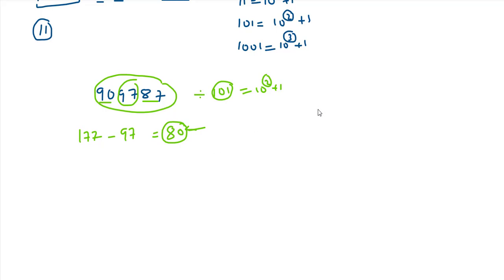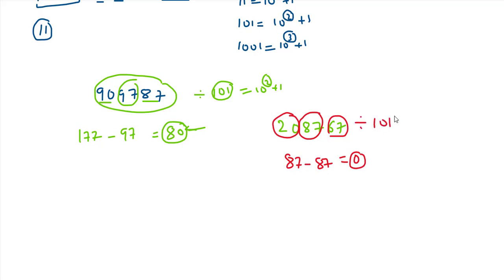Let us take one more example. 208767. We'll find the sum of all odd place digits and even place digits. So it will be 67 plus 20, which will give us 87. From this we'll subtract the sum of all even place digits, which is 87. So 87 minus 87 comes out to be 0. Hence we can say that this number is divisible by 101.